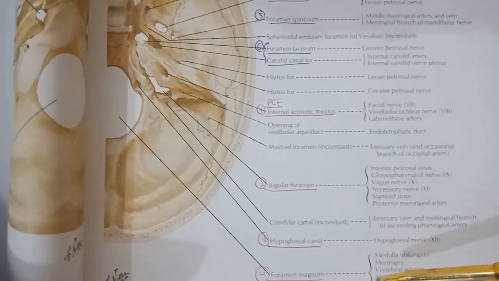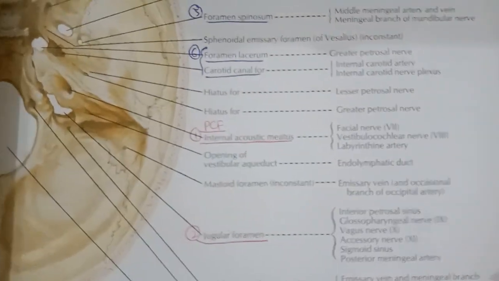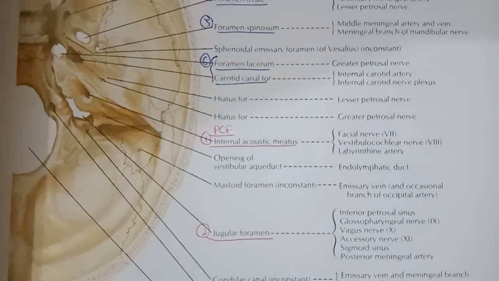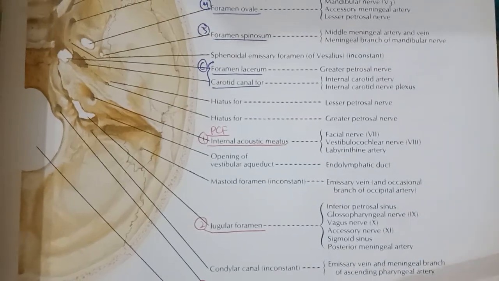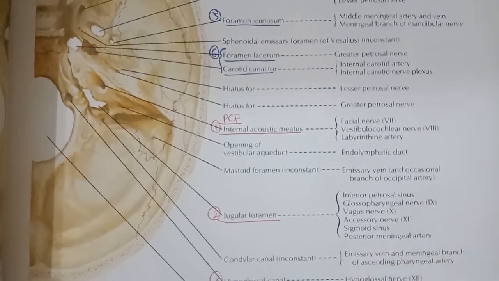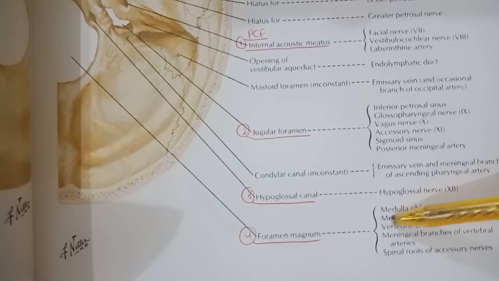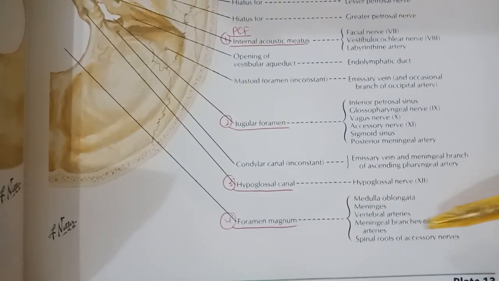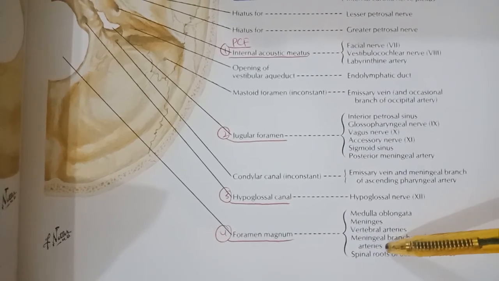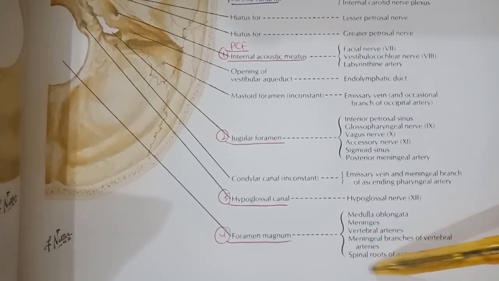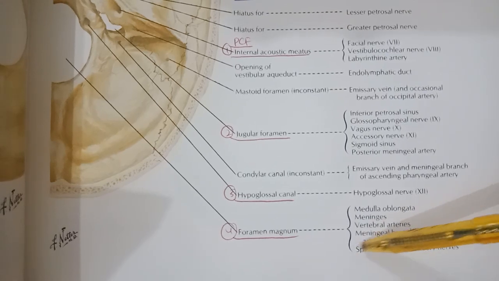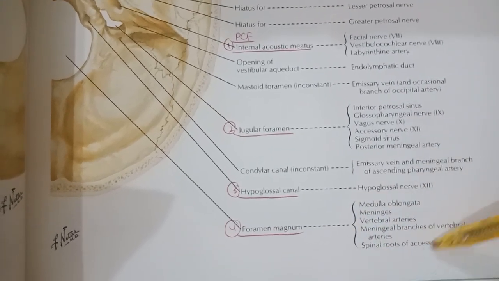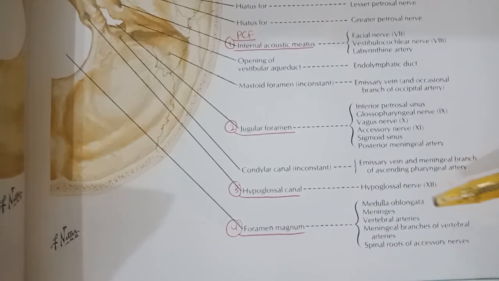So it is obviously a part where your brain becomes your spinal cord, where your medulla oblongata is continuous with the spinal cord, where your meninges surrounding the brain become continuous with the meninges surrounding the spinal cord, where vertebral arteries enter the skull. Meningeal branches of vertebral arteries also arise at this level, and spinal roots of accessory nerves. So the spinal root of accessory nerves are at this level. So the foramen magnum is for all of these structures, and this is the largest of foramen.